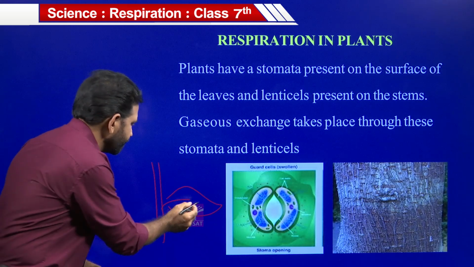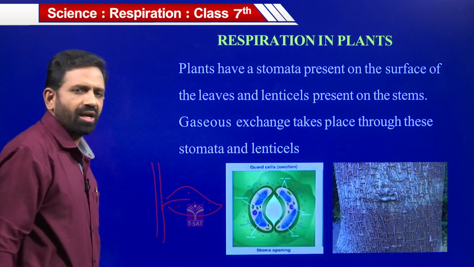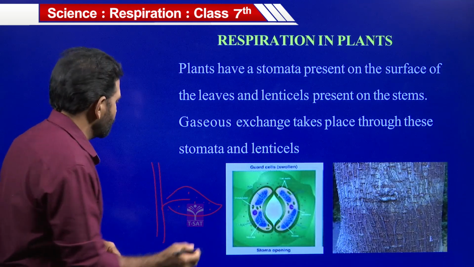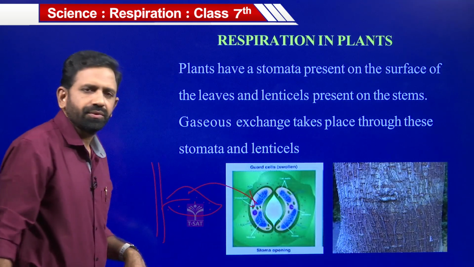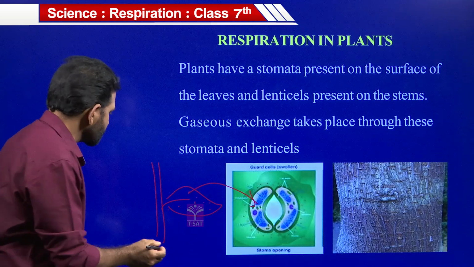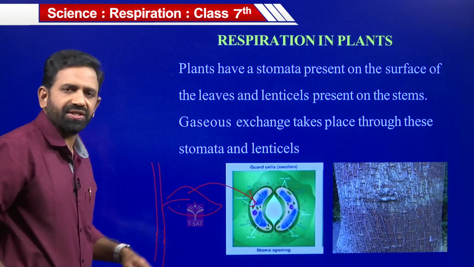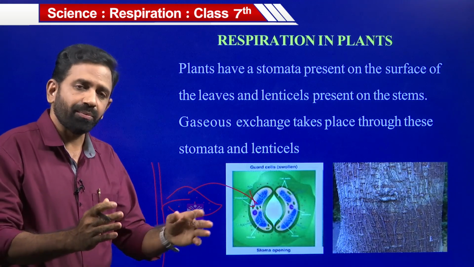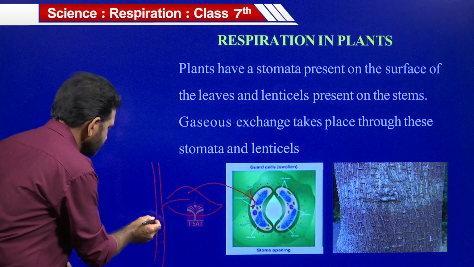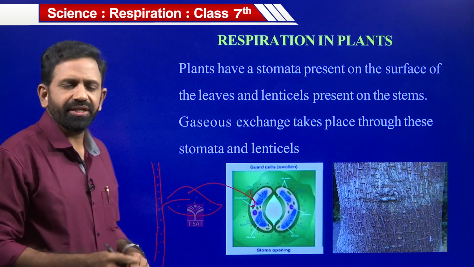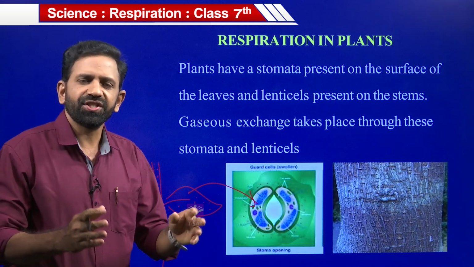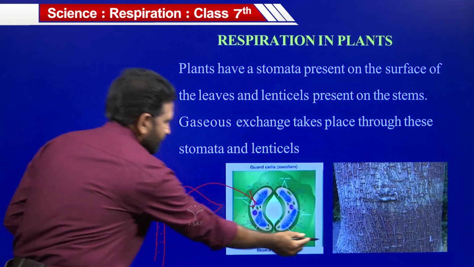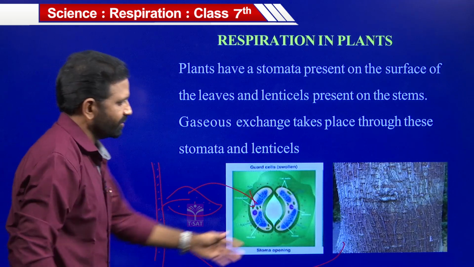On the surface of the leaf, there are many minute openings present. These minute openings are called stomata. So these are stomata. And also, if we observe the surface of the stem, minute openings are present on the stem also. Okay, students, these openings present on the stem are called lenticels. So this is a lenticel. These are lenticels.